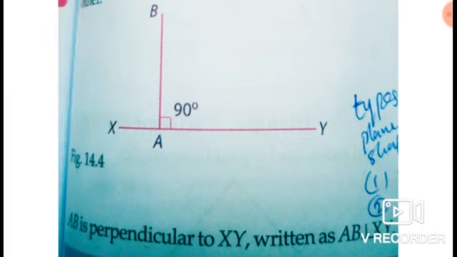Then the next one is perpendicular lines. As you can see, SY is a horizontal line, and AB is perpendicular to SY, forming an angle of 90 degrees. So AB is perpendicular to SY, written with the symbol you can see in between AB and SY.